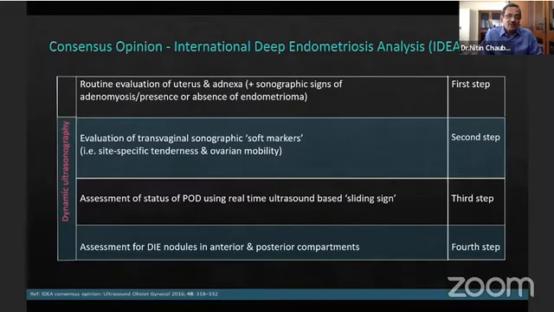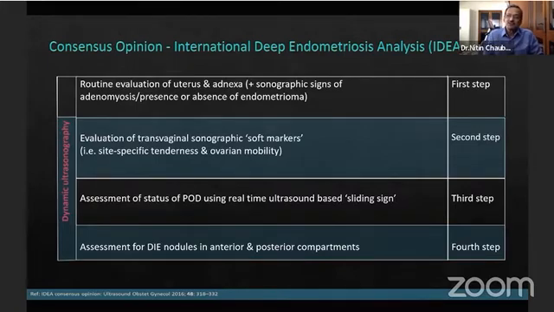So typically, when we look at a patient who is suspected to have endometriosis, we follow the IDEA guidelines, which were probably published in 2016, but which are very good even as of today. This consists of 4 parts. One is a routine evaluation of the uterus and adnexa, looking out for sonographic signs of endometrioma in the ovary, adenomyosis in the uterus. Then the second step is looking for soft markers, looking for site-specific tenderness.